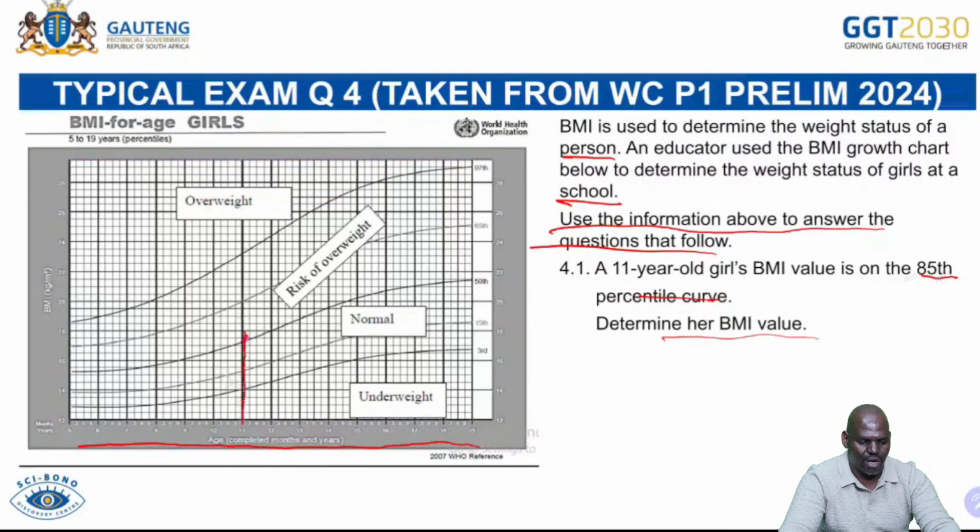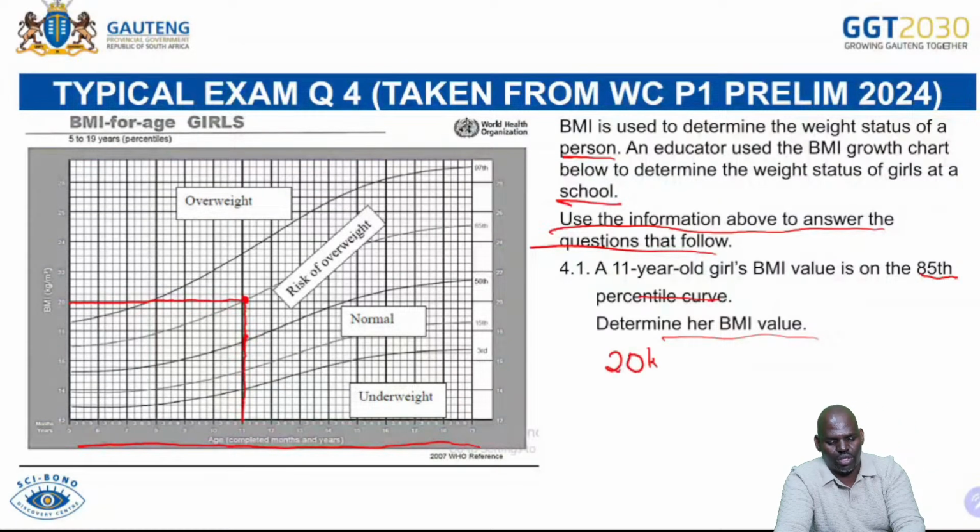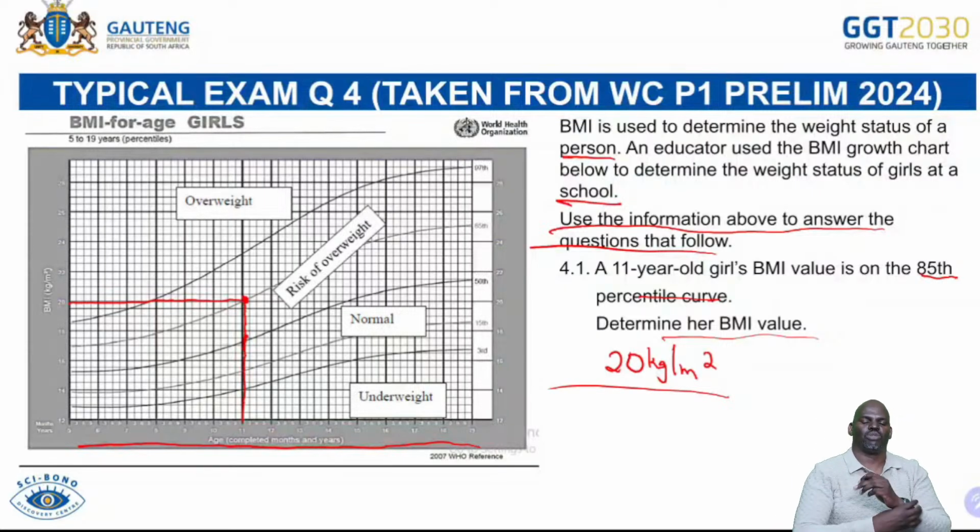So when I go up, I can see that this is my 85th percentile, and then on the same level, what is the BMI? I see 20. So 20 is the BMI, 20 kilogram per square meter. Okay, you must make sure that you've got a ruler and a pencil to be able to interpret or find answers on the growth chart or on any growth chart.